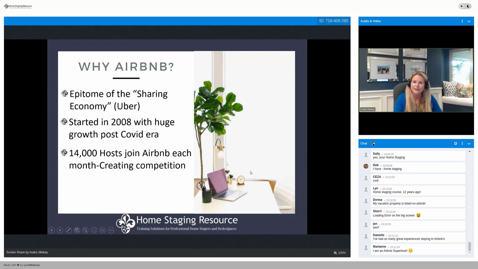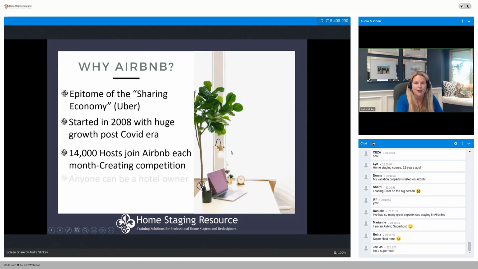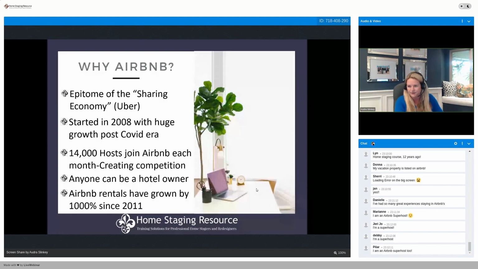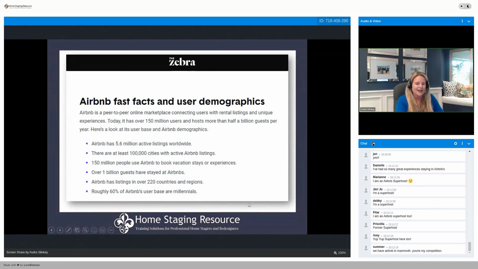It used to be, back in 2020, just a couple years ago, you had 100% occupancy rates. But now with everybody and their brother wanting to be an Airbnb owner, including myself, you have to vie for that competition and get more eyes on your property. It's kind of exciting because anybody can be a hotel owner, and the rentals have grown 1,000%. I love it. I've got my hosts on here. That's wonderful. Fast facts, I'm just going to blow through these. 1 billion guests have stayed at Airbnb. 220 countries.